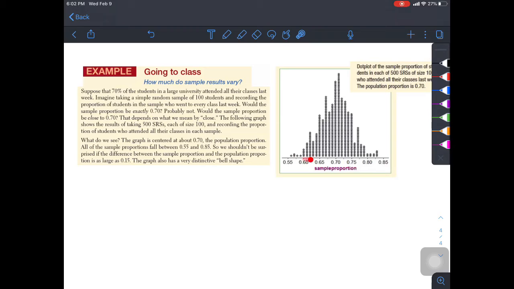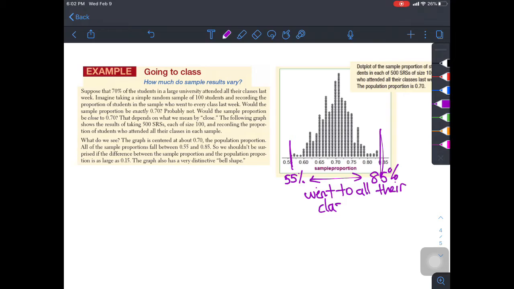This is what it would look like. The dot plot. If we made a dot plot, it would look kind of like this. All right, and you could see that the variation is anywhere from like 55% to about 85%. So like it's 55% to 85% went to all their classes last week.